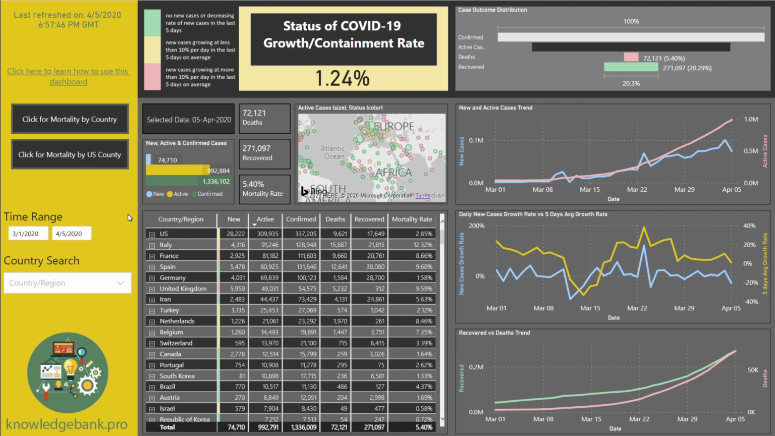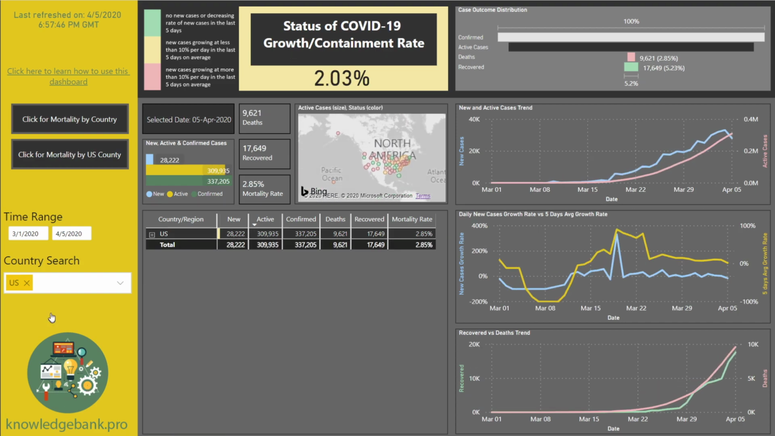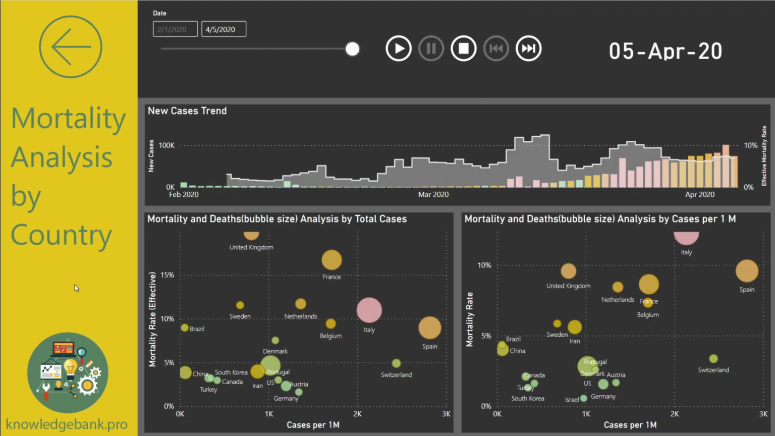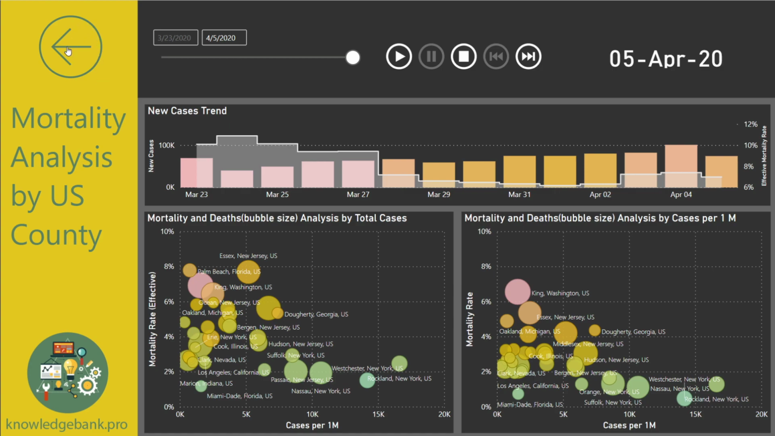Before I wrap up, I just wanted to do a quick overview of how to get to those pages. If you go to the main dashboard, you will see it here. It will probably be filtered to US first. If you want to look at different countries on this page, you have to clear out the US. If you would like to see the mortality by country, you click on this button here, and that'll take you to the analysis by country. And if you would like to see the mortality by US county, you click on the link here, and that'll take you to this page.